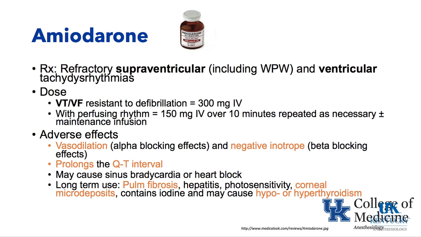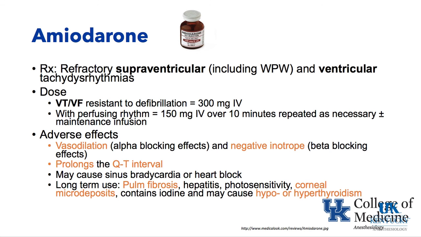Now, the dose of amiodarone in a patient who has persistent VTach or VFib that's been resistant to defibrillation, you've shocked them and they're not coming back, 300 milligrams IV is the dose. If they have a perfusing rhythm, the dose is lower, 150 milligrams over 10 minutes, repeated as necessary, remembering that as you bolus amiodarone rapidly, it can cause vasodilation and negative inotropy. It also prolongs the QT interval, and therefore in patients with torsades, which is our next topic, amiodarone would not be indicated.